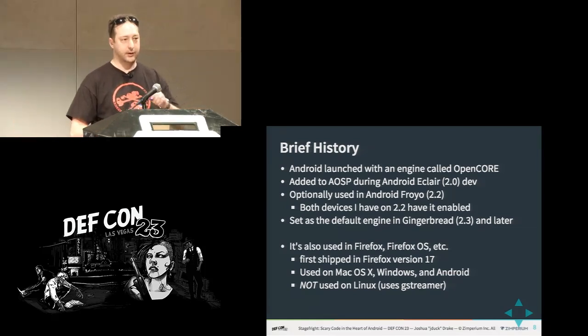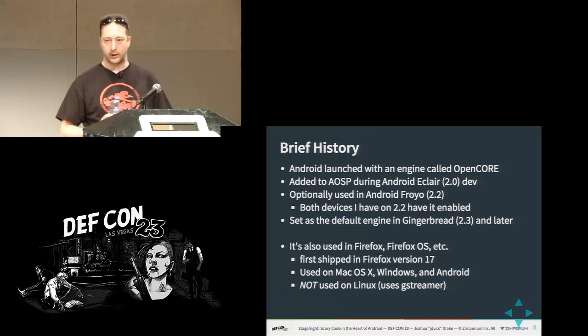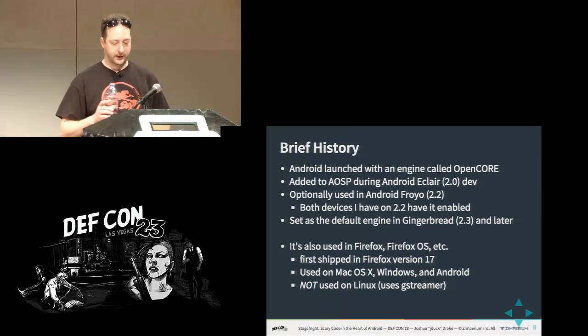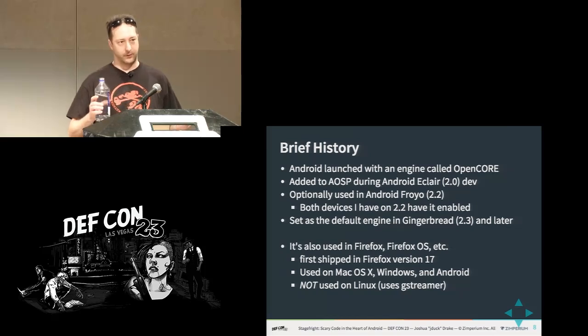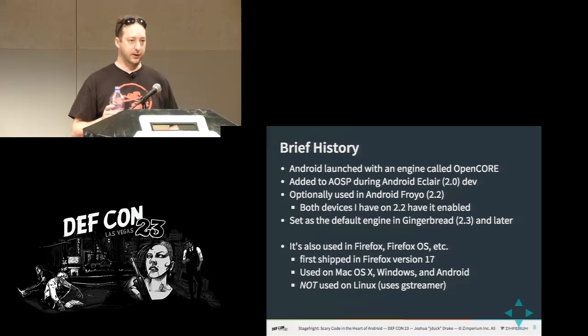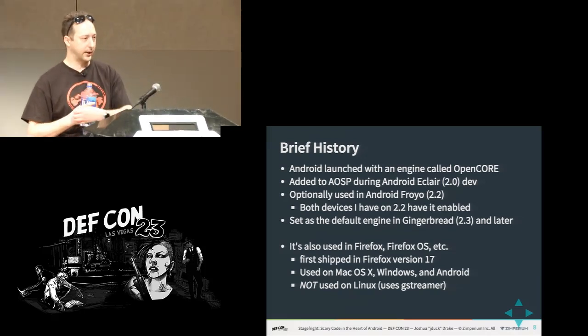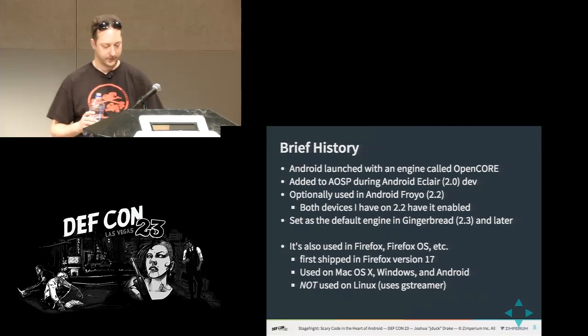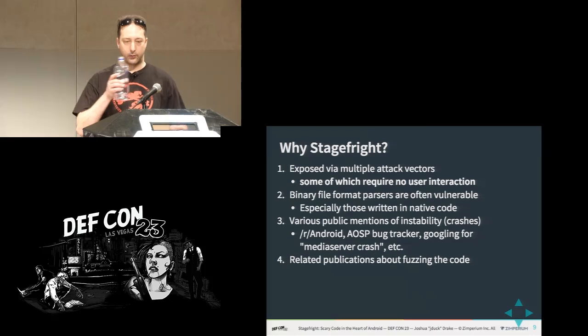So at 2.3, Gingerbread, you know, we're talking about the 2010 time frame here, they set this as the default engine and got rid of OpenCore entirely. A side note, this code was pulled into Firefox and Firefox OS. Well, Firefox OS is a fork of Android at the beginning, so that's not really a surprise. But they also decided to pull it into Firefox, shipping it on all versions of Firefox except Android, except Linux, around version 17. So why did I look at Stagefright? What was the big deal?